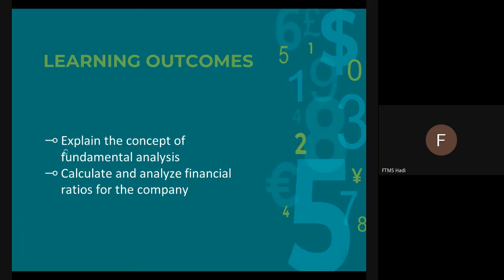Okay. So here are the learning outcomes, what we want to have in this chapter. The first one is to explain the concept of fundamental analysis, what fundamental analysis is all about. And then the second one, calculate and analyze financial ratios for the company. So we will have some calculation, but analysis, not much. Sorry, we will see the understanding of the calculation part only.